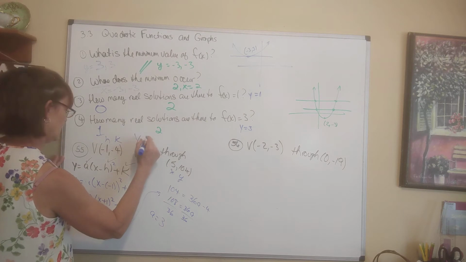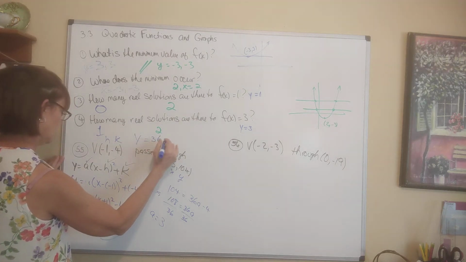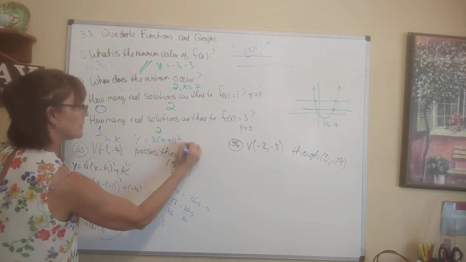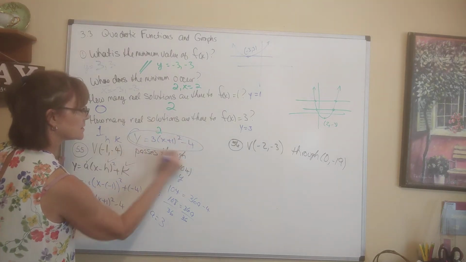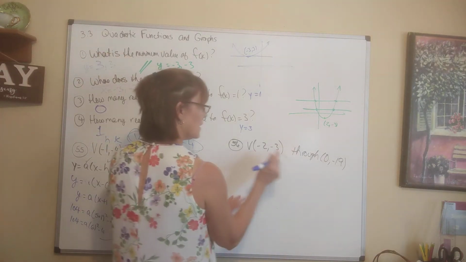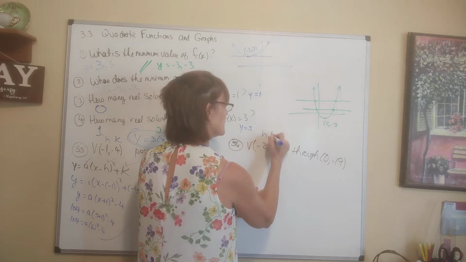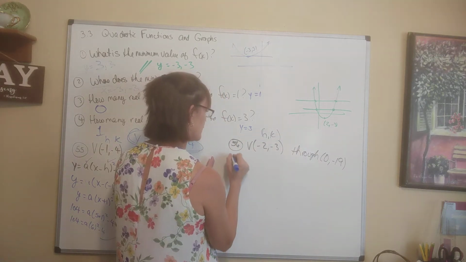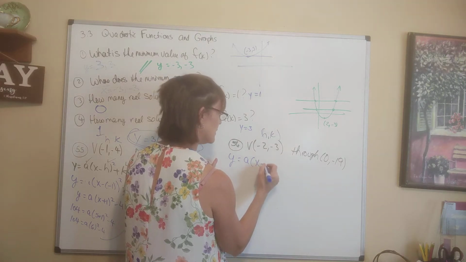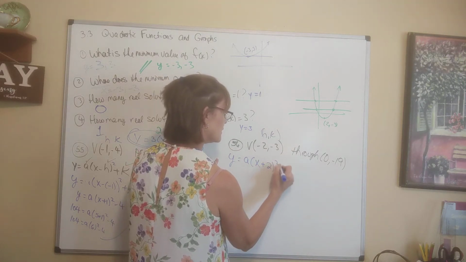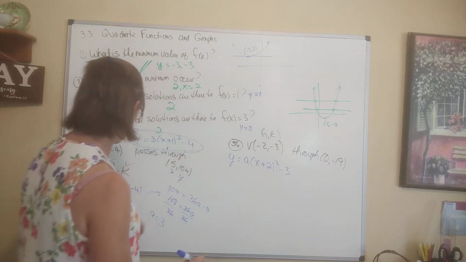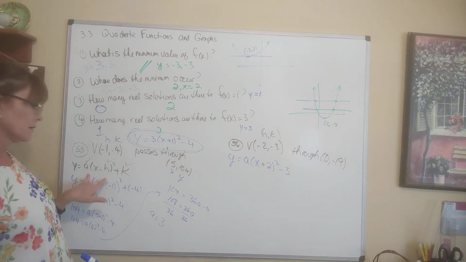Y is equal to 3 times (x plus 1) squared minus 4. This is the answer to that. Let's do the exact same thing here. They gave me the vertex. Put it in vertex form. Y is equal to a times (x minus -2), so (x plus 2) squared plus -3, minus 3. I put it in right here.